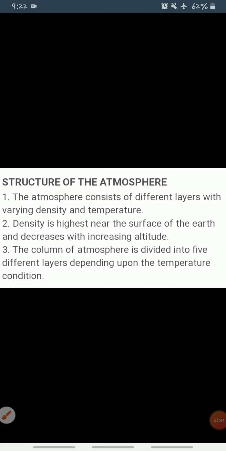The atmosphere consists of different layers with varying density and temperature. Density is highest near the surface of the earth and decreases with increasing altitude. जैसे जैसे altitude increase होगा जो density है वो decrease होती चली जाएगी. So the column of atmosphere is divided into 5 different layers depending upon the temperature conditions. They are troposphere, stratosphere, mesosphere, ionosphere and exosphere. Let's start with the first layer, troposphere.